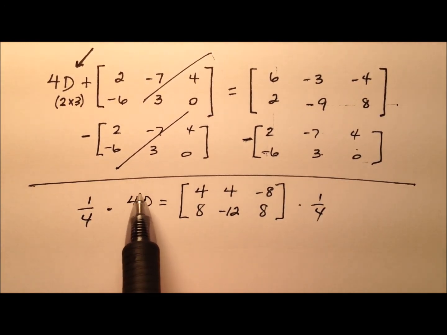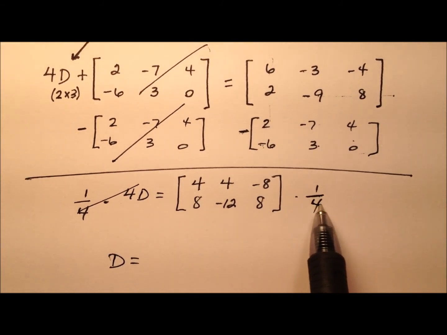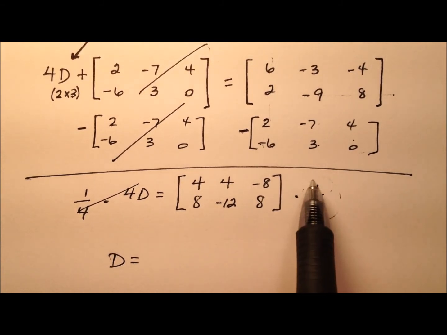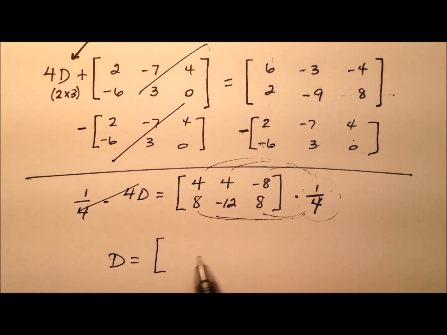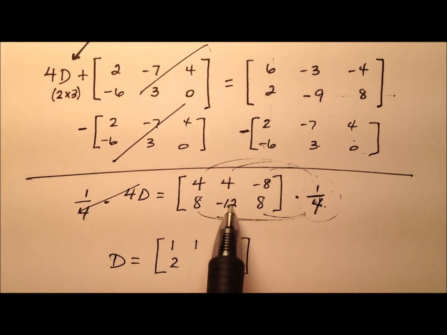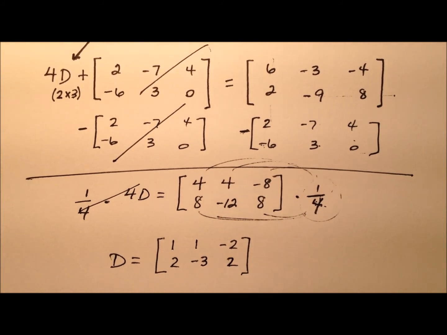So that will get this D isolated all by itself. And this 1/4 on the right side will function as a scalar multiplication here. So I'm going to take this 1/4 and essentially just distribute it to every single term in this 2 by 3 matrix. So this scalar product then will become, well, 4 divided by 4 is 1, 4 divided by 4 is 1, -8 divided by 4 is -2, 8 divided by 4 is +2, -12 divided by 4 is -3, and finally 8 divided by 4 is 2.